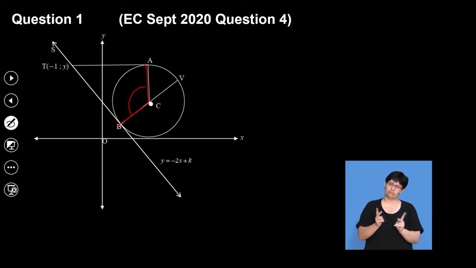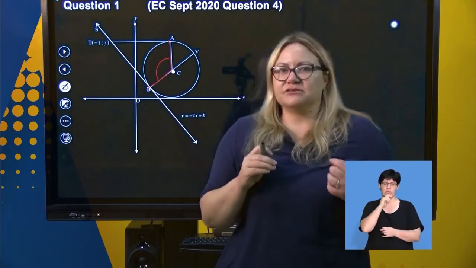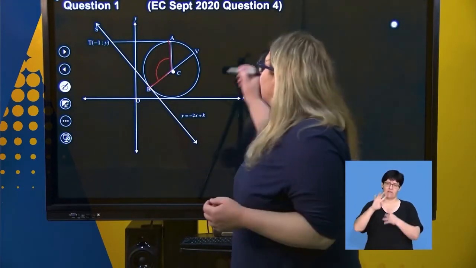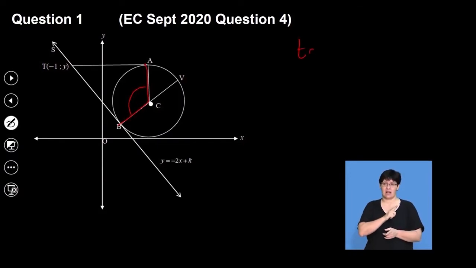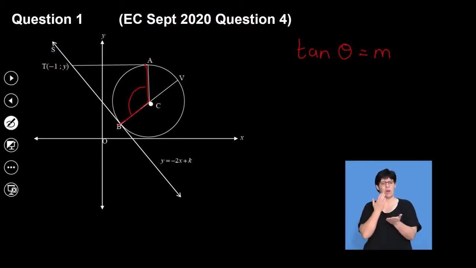Usually, when we're looking at angles in analytical geometry, we're going to be using our gradient formula. And our gradient formula tells us that tan of the angle that a line makes to the x-axis is equal to the gradient of that line. There's quite a few ways that we could probably find that angle. It would be possible to find the size of that angle over there, and then subtract that from 180 degrees to get angle ACB.